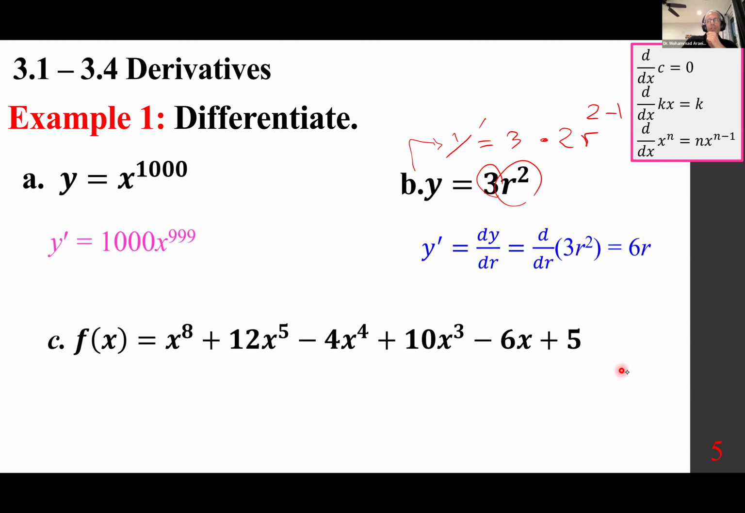Now, what happens when we have a bunch of terms, when we have a polynomial? We look at each term and we take the derivative. So f prime of x, the first one becomes 8x to the power of 7. So what happened? 8 becomes the coefficient and the exponent goes down by 1. Plus 12 times 5, 60x to the power of 4. So what happens? 12 remains, 5 becomes a coefficient, the product of 12 and 5 is 60, and the exponent 5 goes down by 1.